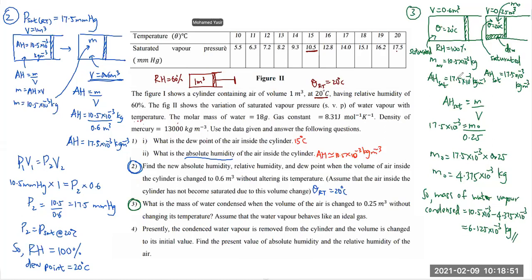That's why I have written 17.5 and 17.5. How did this 17.5 come? We found it from the previous question, question 2. And then using the volume given, I found the mass of water vapor which is remaining in the air. That is 4.375. There was 10.5 when the volume was 0.6, and now we have only 4.375. So the remaining water vapor should have condensed. Therefore, I subtracted 4.375 from 10.5, and this is the final answer.